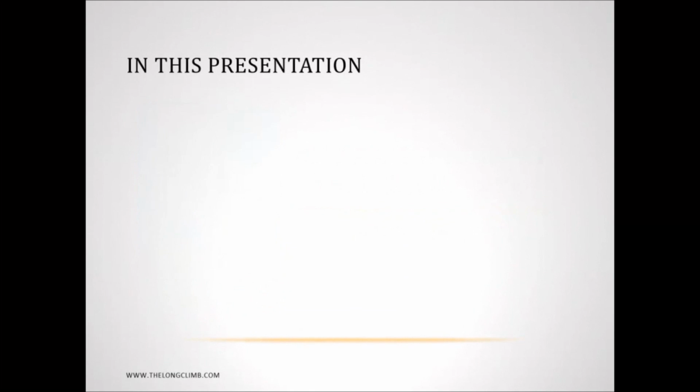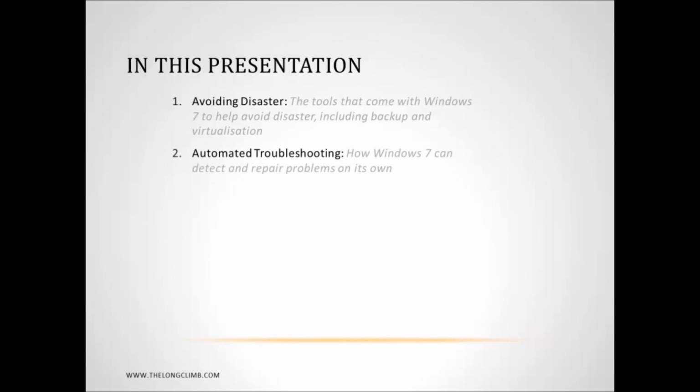I'm going to split this presentation into 4 different parts. In part 1, I'm going to look at some of the tools that you can use to prevent problems from occurring in the first place. These include backup and virtualization tools. In part 2, we'll look at some of the automatic and some of the simple troubleshooting tools that are available in Windows 7 that anybody can use regardless of their technical ability.